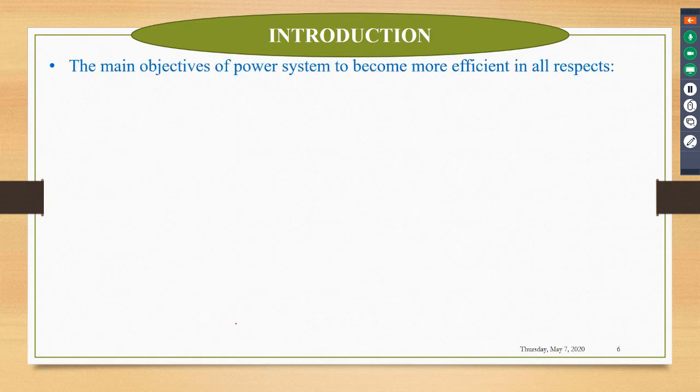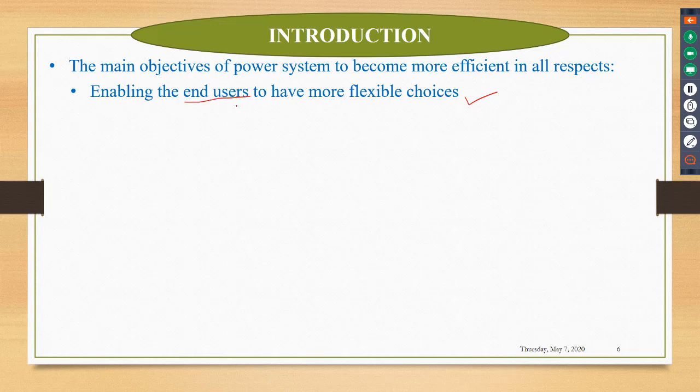Okay, so now I'll talk about the introduction to power system automation. The main objective of the power system is to become more efficient in all respects. This is the general phenomenon. It enables end users to have more flexible choices. It is very essential because we want everybody to have flexible choices. End users here are the consumers, so consumers must have more flexible choices to choose from.